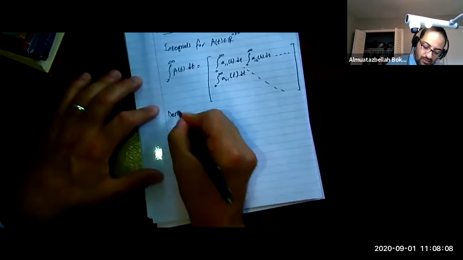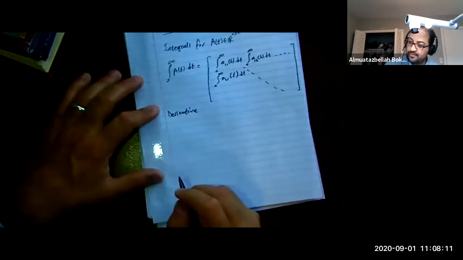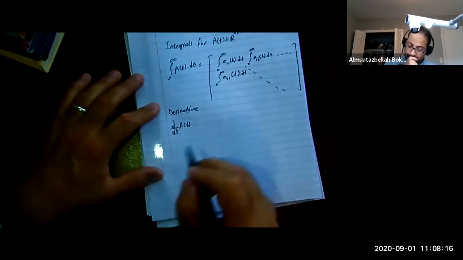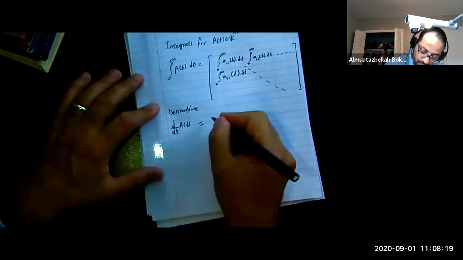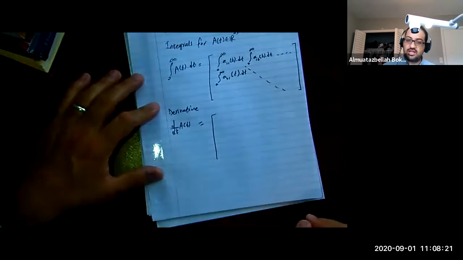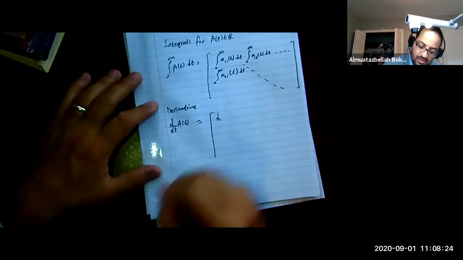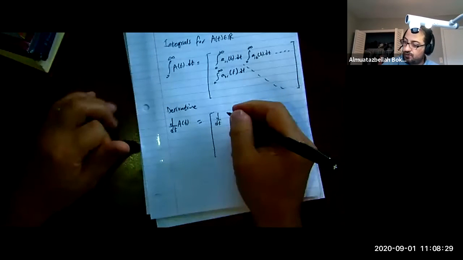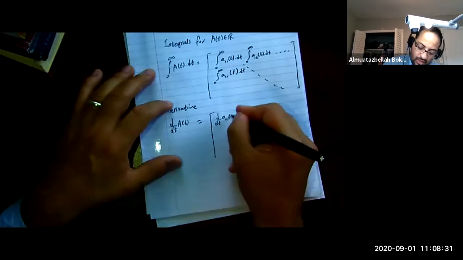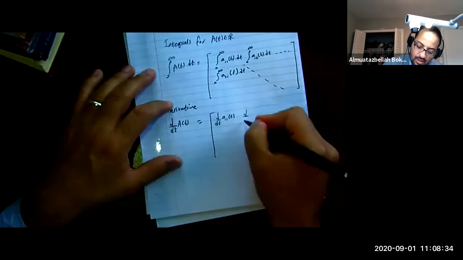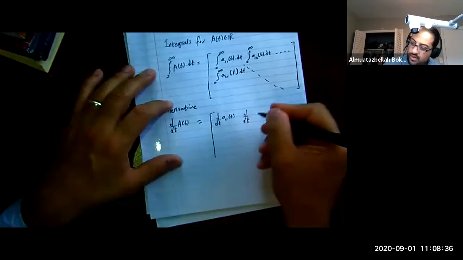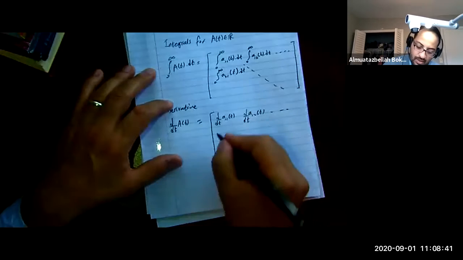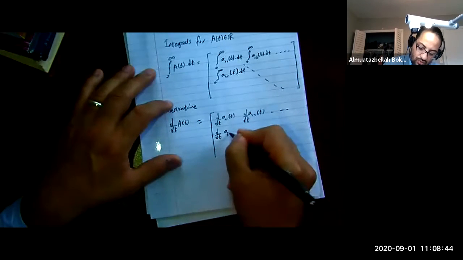So when we talk about derivative, if you differentiate a matrix with respect to time, then we talk about differentiation of each element of that matrix. So this is equivalent to the differentiation with respect to time of each element: a11, the derivative of a12 with respect to time, and so on. This is d over dt, a21 of t.